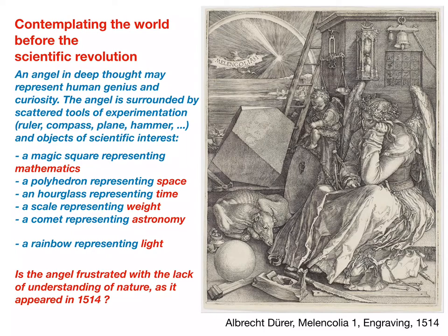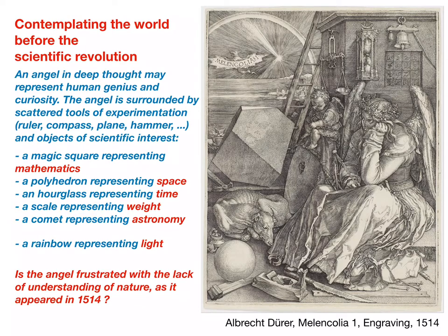Many interpretations of what Dürer is showing here have been offered. One way of looking at this engraving is to see it as a contemplation of the world, of nature, before the scientific revolution. An angel can be seen somewhat moody, maybe in deep thought. The angel may represent human genius, human curiosity.